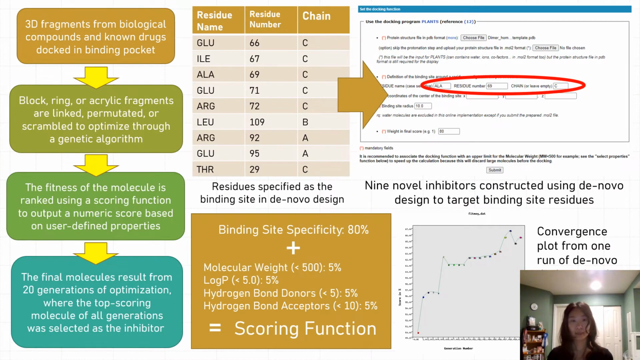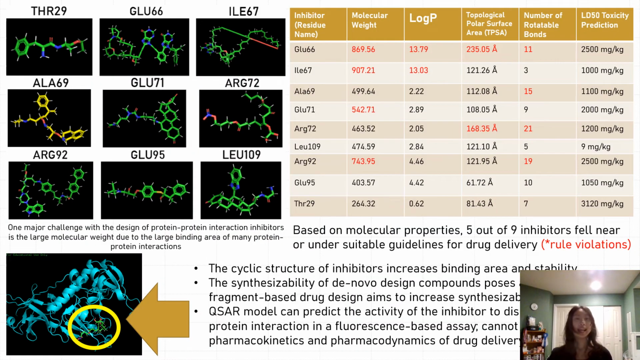Given my target binding sites, I used the rational drug design approach called de novo design to link fragments together and optimize the molecule with a genetic algorithm with the following parameters for the scoring function. The top scoring generation was selected as the final molecule for the binding site. These were the molecules that were constructed with de novo design.